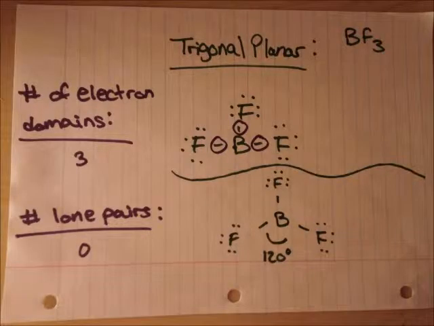The next geometry is trigonal-planar, and an example of this is boron trifluoride. So following the steps, you draw the Lewis structure and see that there are 3 electron domains. In reality, these domains will want to push away from each other as much as possible, creating the structure at the bottom. The bond angle becomes 120 degrees.